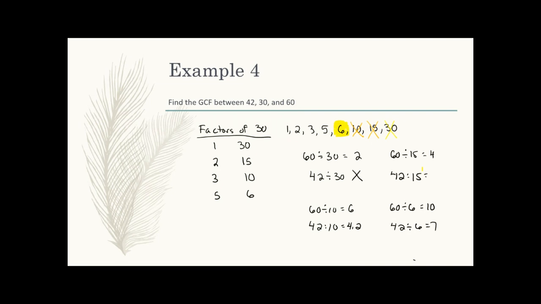6 is very common here. Again, I chose these numbers at random. I used a random number generator. Apparently 6 is very common. 6 is the biggest number that divides into 42, 30, and 60. And so this was just an alternate way to find that greatest common factor.